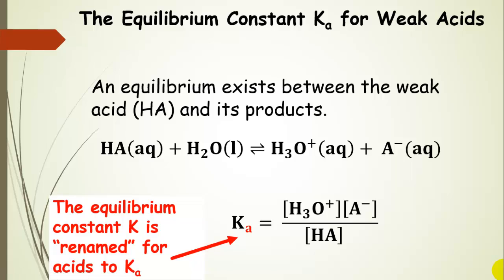Now also remember that for a weak acid, or a weak base for that matter, there's an equilibrium between the weak acid and its products, and we can write an equilibrium constant expression that we call Ka. So this is the acid dissociation constant and the equilibrium constant expression for this weak acid dissolved in water.